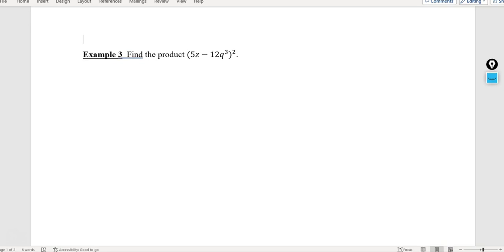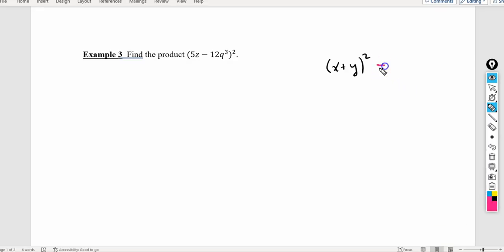Now, what we have to be really careful about here is there are a lot of students, I've even had calculus students do this, who wrongly think, so I'm going to write this in red because this is going to be wrong, that x plus y all squared is x squared plus y squared. It is not. It is not.